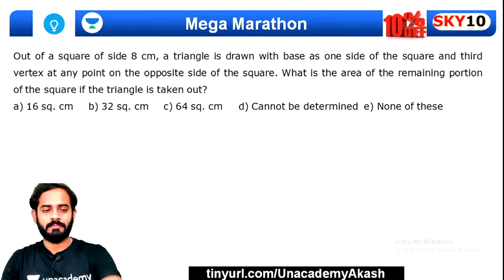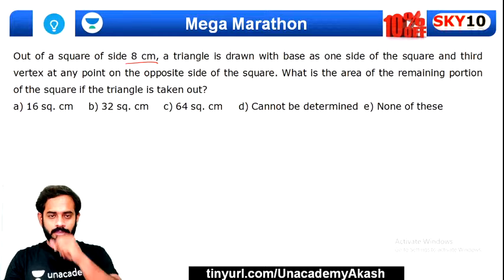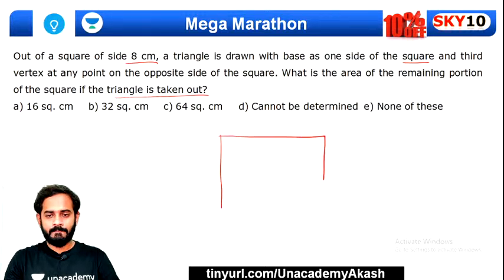Okay, so let's solve this question. Out of square of side 8 centimeter, a triangle is drawn with the base as one side of the square and third vertex at any point on opposite side of the square. What is the area of remaining portion of the square if triangle is taken out? Okay, so we have this square like this. Its dimensions are 8 and 8 centimeter.